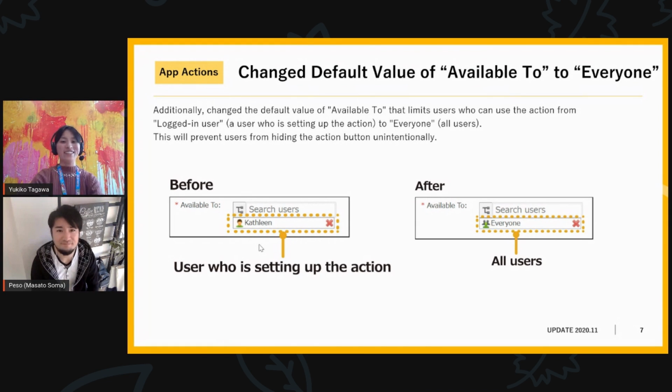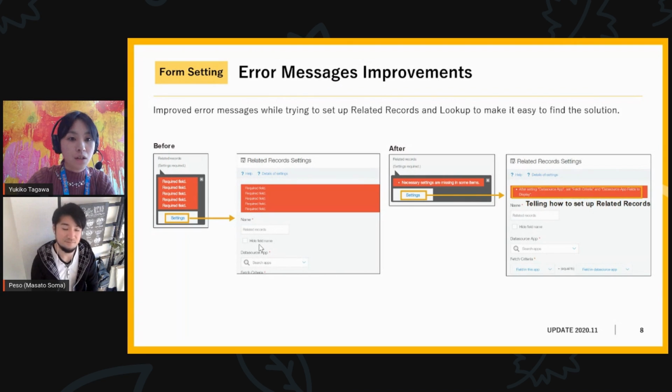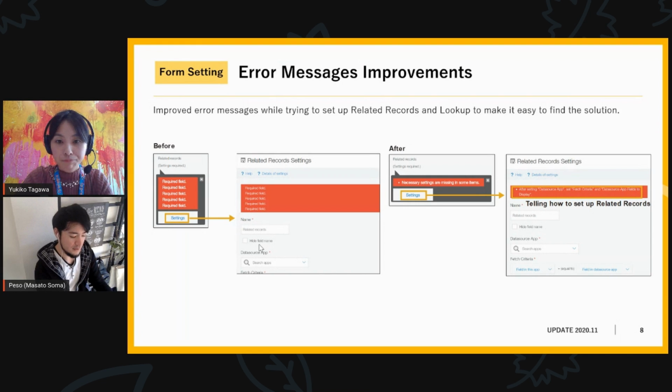Great. Okay, thank you. So let's move on to the next one. It's about form settings. We improved error messages while trying to set up related records and lookup. What is this about?